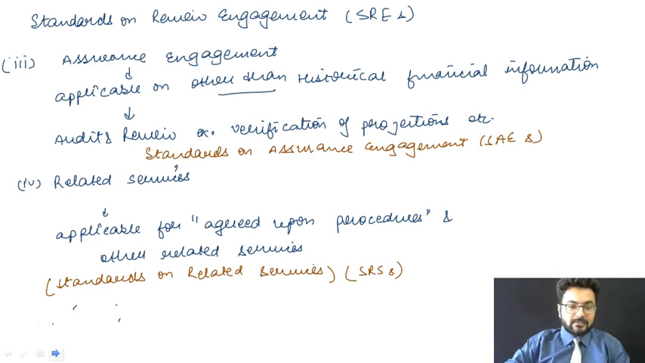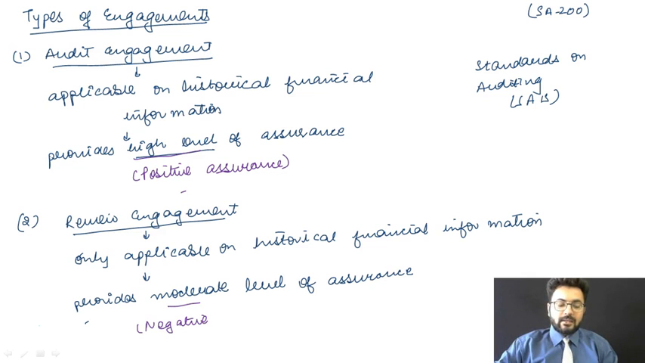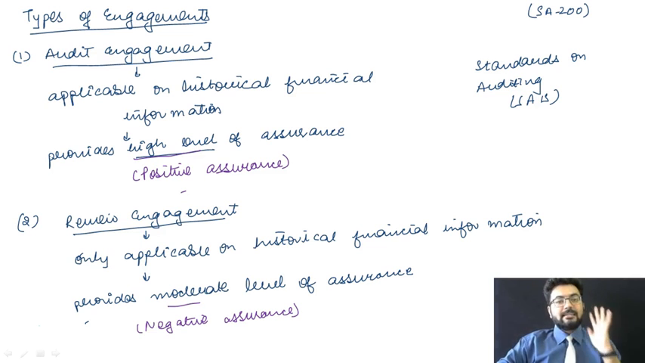And moving on to next, as we have covered over here, there is a high level of assurance. So this is basically also termed as positive assurance. But when it comes to this moderate level of assurance, you can write it as negative assurance, because there may be some kind of conflicts, or there may be some kind of misstatements or fraud which may arise when it comes to these kind of engagements.